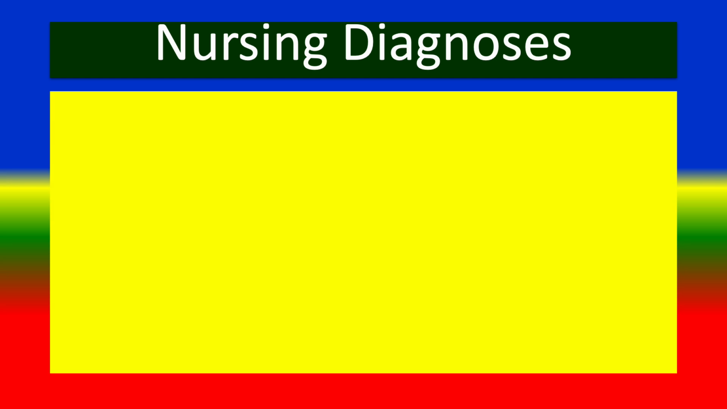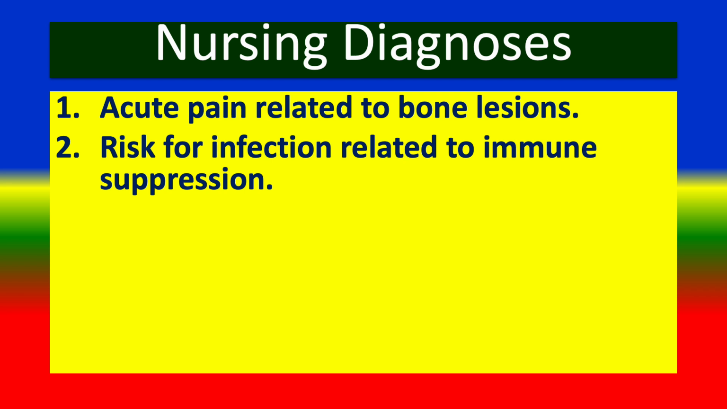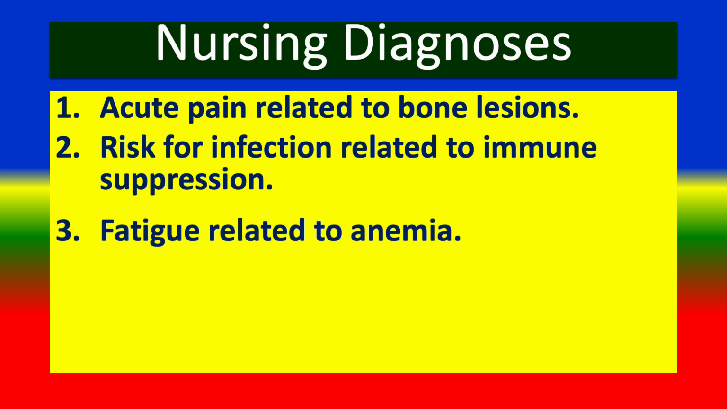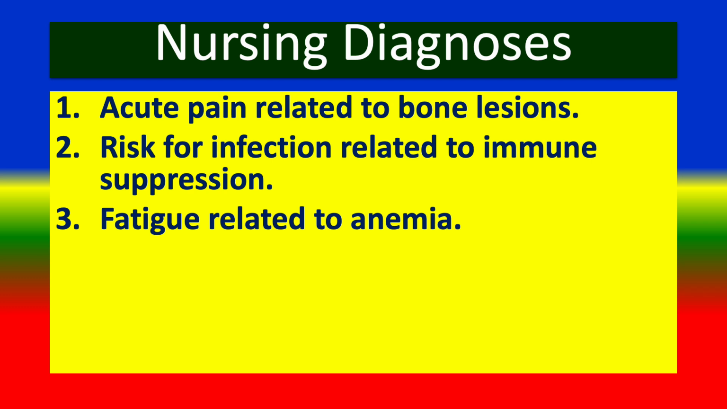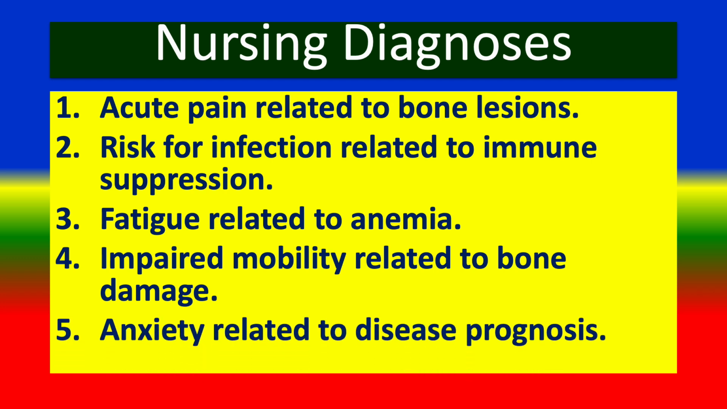Nursing diagnosis. 1. Acute pain related to bone lesions. 2. Risk for infection related to immune suppression. 3. Fatigue related to anemia. 4. Impaired mobility related to bone damage. 5. Anxiety related to disease prognosis.